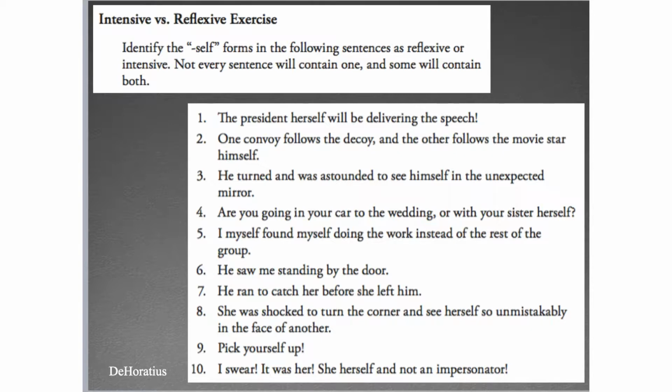So number one, which to some extent we've already done, the president herself. Remember, the self word is modifying the noun, and so that's going to make it the intensive. All right, so skipping to number three, he turned and was astounded to see himself in the unexpected mirror. The mirror, of course, is a bit of a clue kind of thrown in there, but this is going to be the reflexive. And again, remember that he and himself are the same person. That is what makes it reflexive.